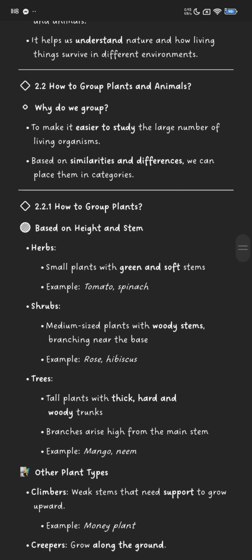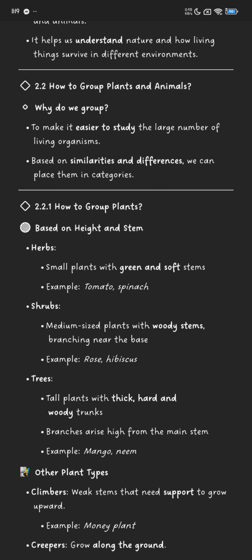How to group plants and animals? Why do we group? To make it easier to study the large number of living organisms, based on similarities and differences, we can place them in categories. How to group plants based on height and stem?